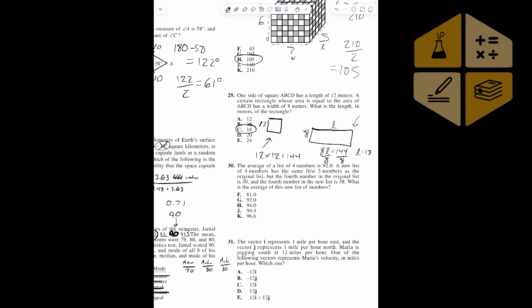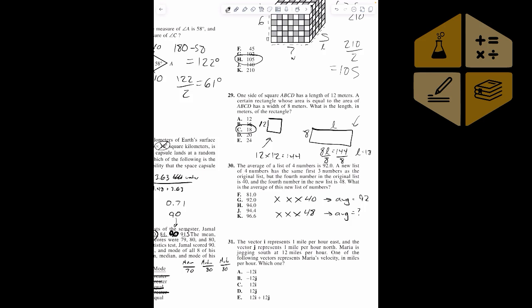So we have these 2 lists of numbers. In the first 3, they're all the same, so I'm just going to call this X, X, X, that's the first list. And then here's our second list. These numbers are all the same. And their average, I'll just draw an arrow. The average of the first one is 92, and we need to know the average of the second one. This is what we're looking for, question mark. In the first list, this fourth number is 40. In the second list, they tell us that the fourth number is 48.